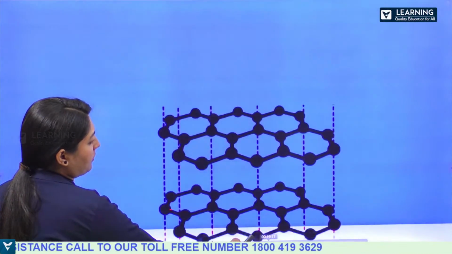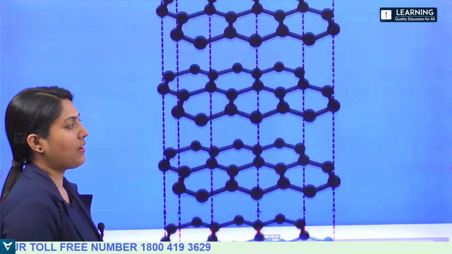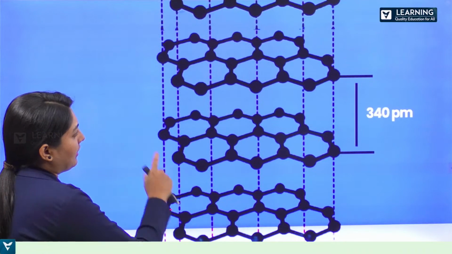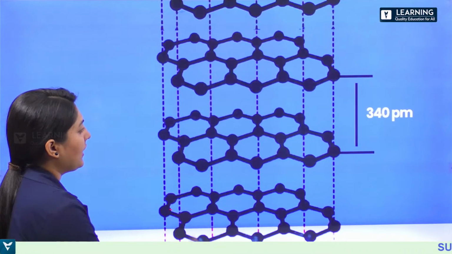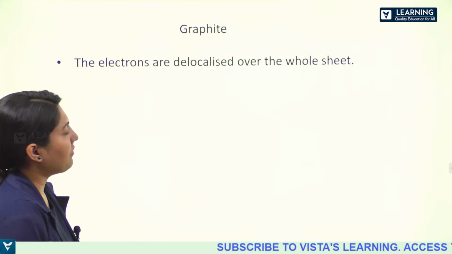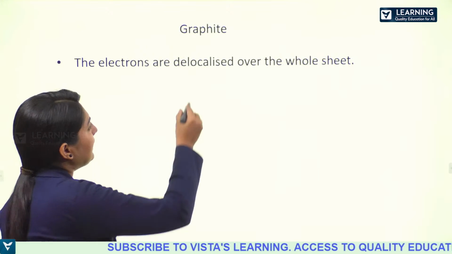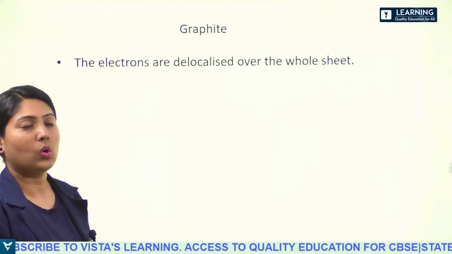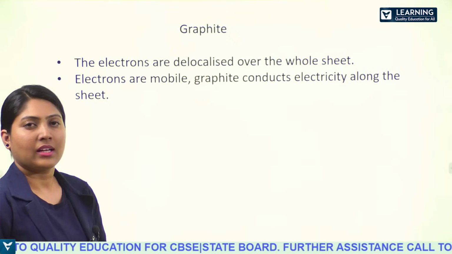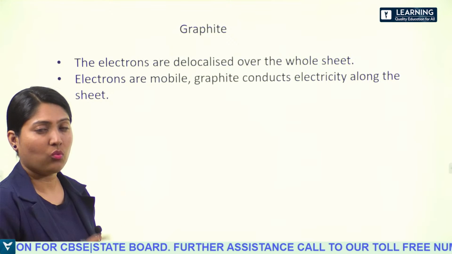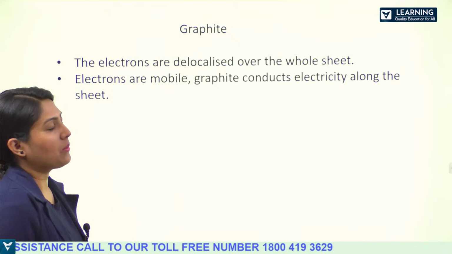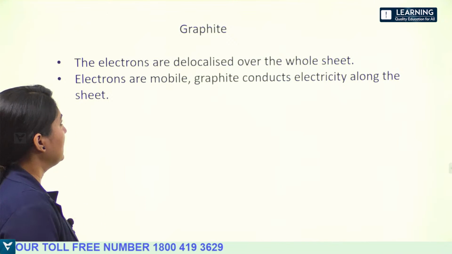So here we'll be having the layers of graphite, where carbon atoms have been hexagonally layered, and they have the 340 picometer spacing, and you can see each layer can be easily removed. In graphite, electrons are delocalized over the whole sheet. That means, as we say, only 3 hybrid orbitals are there, 1 pi bond is there. That pi bond can be easily moved. The pi electron can be easily delocalized over the sheet.